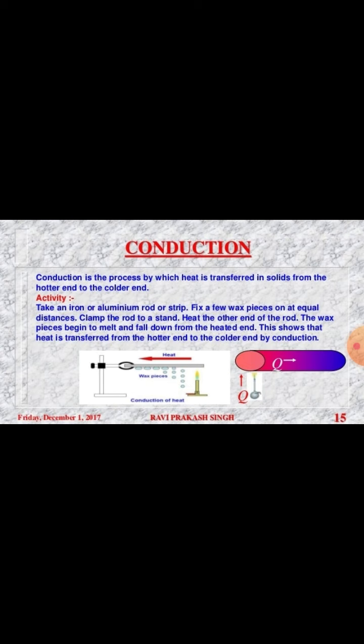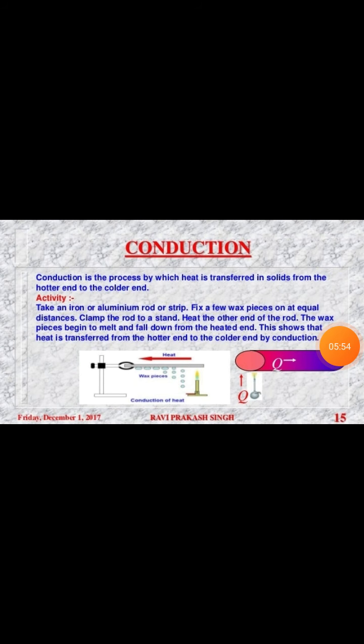Then heat the other end of the rod. The wax pieces begin to melt and fall down from the heated end. So this shows that heat is transferred from the hotter end to the colder end by conduction. Is it clear, children? Okay, this is clear.